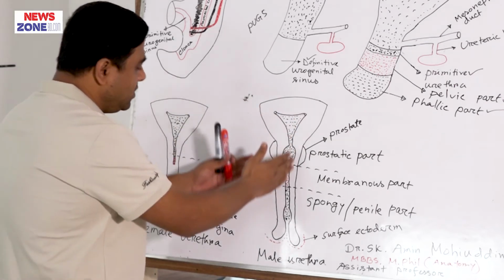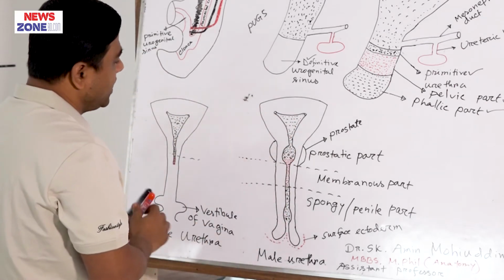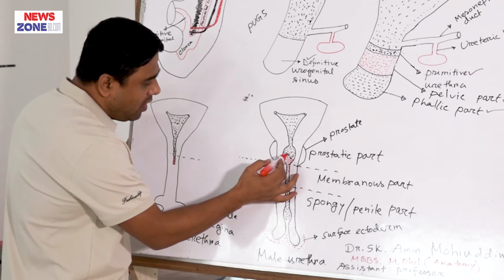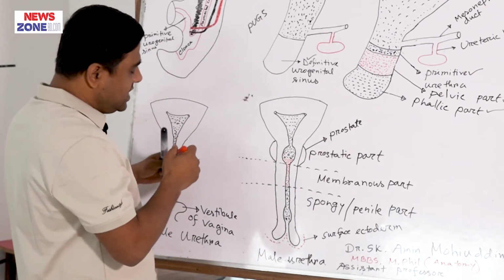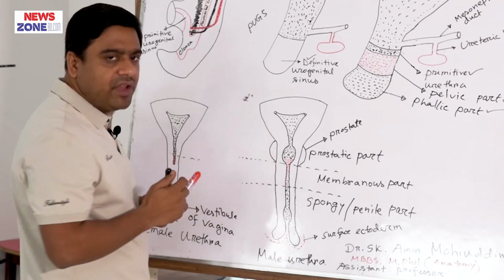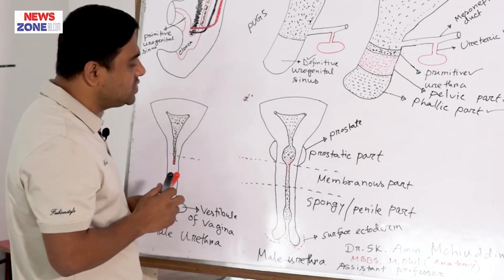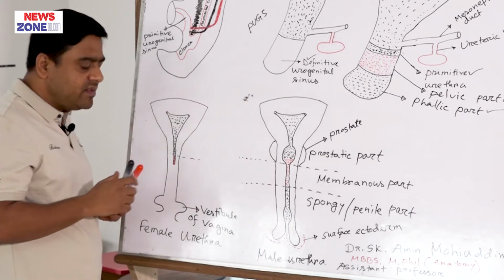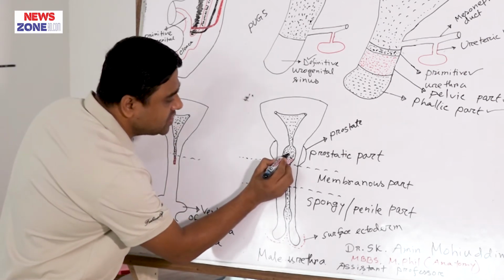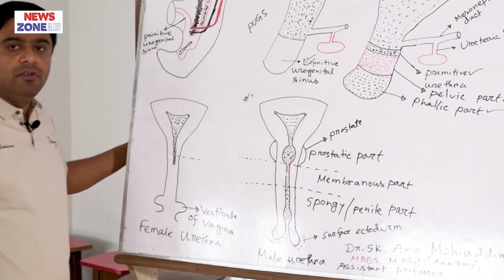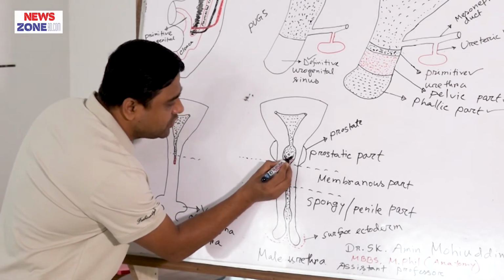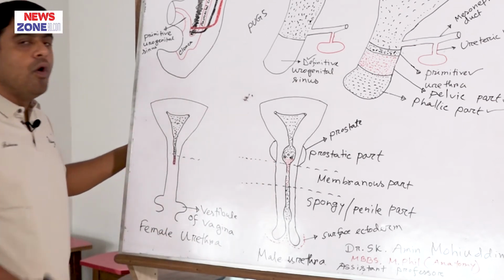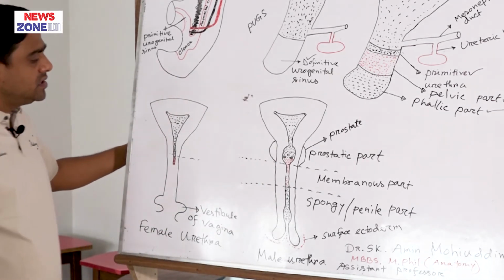Now, the development of the male urethra. In the posterior wall of the prostatic part of the male urethra, there is a longitudinal ridge which is known as urethral crest, and within the urethral crest there is a depression which is known as prostatic utricle, and on either side of the prostatic utricle there is the opening of the ejaculatory duct.